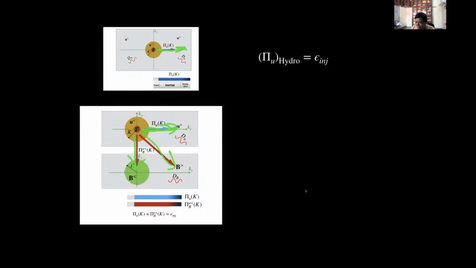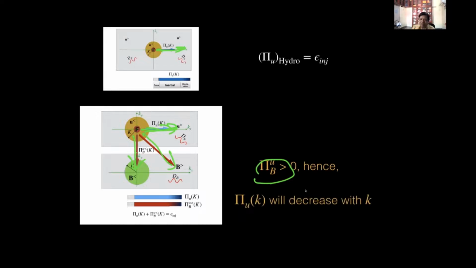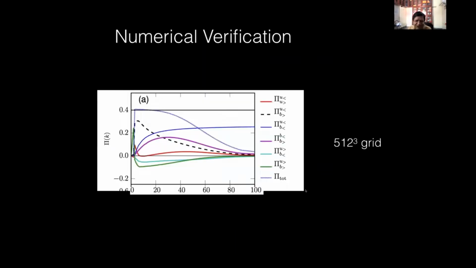So this follows from this idea. Since I'm clubbing these two arrows into this being greater than 0, we expect pi u to decrease with wave number. Okay, so let's see whether we get some signature of that.